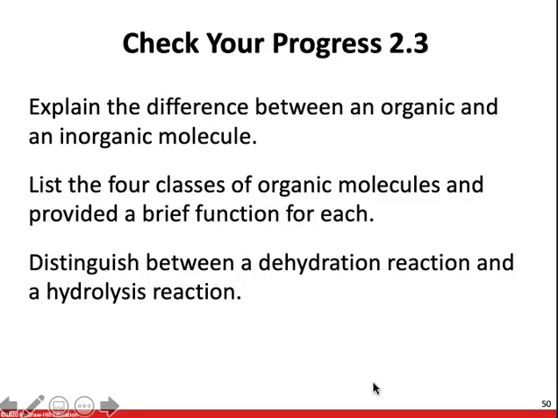You should be able to explain the difference between organic and inorganic molecules, list those 4 classes of organic molecules, provide a very brief function for each of those, and then distinguish between dehydration reactions and hydrolysis reactions and what their uses are.